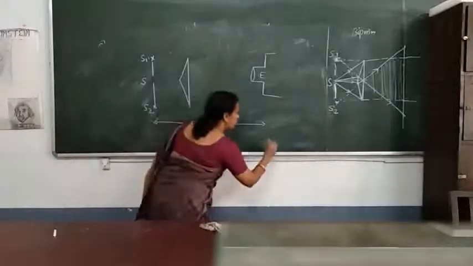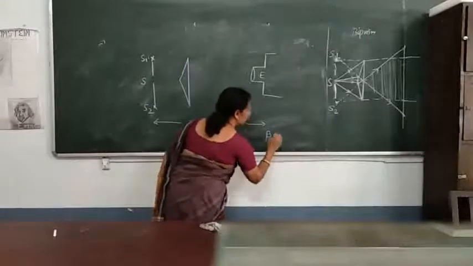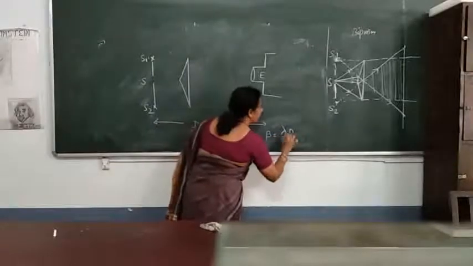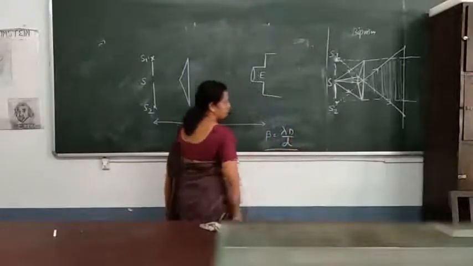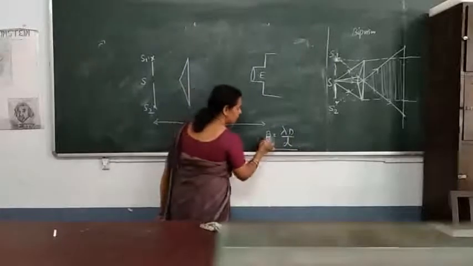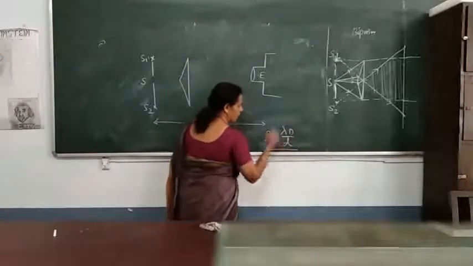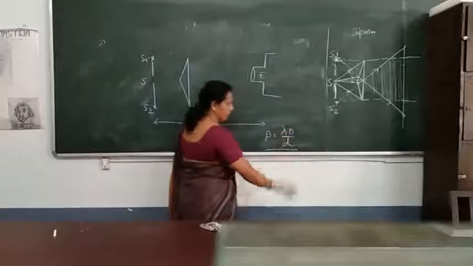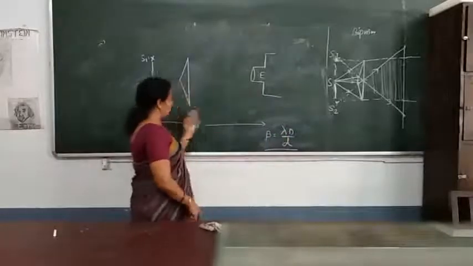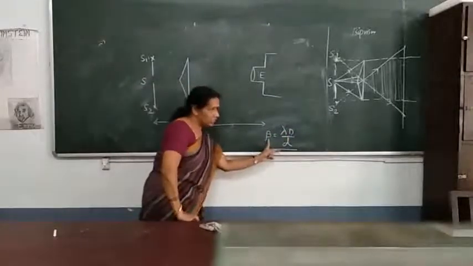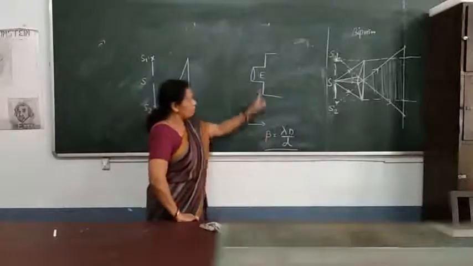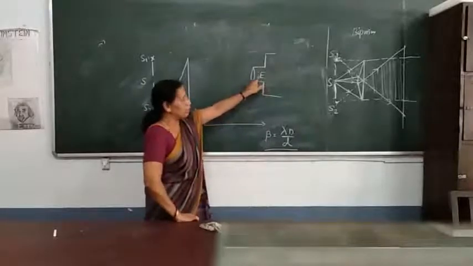That fringe width, which we usually denote as beta, is given by lambda D divided by small d. This is the relationship between fringe width, wavelength, capital D, and small d. It is beta equals lambda D by d. So using this setup, beta can be measured, using the micrometer screw provided with the eyepiece.